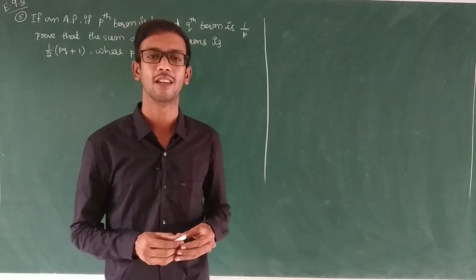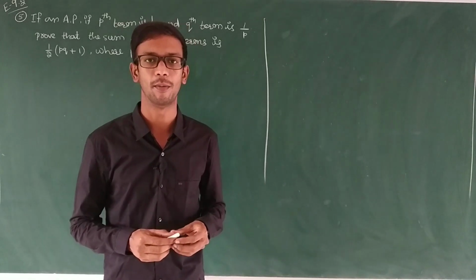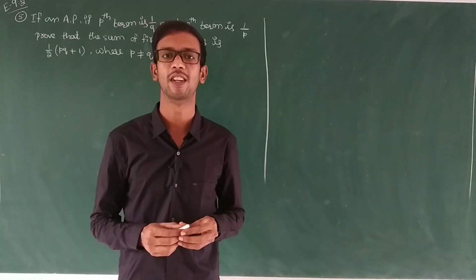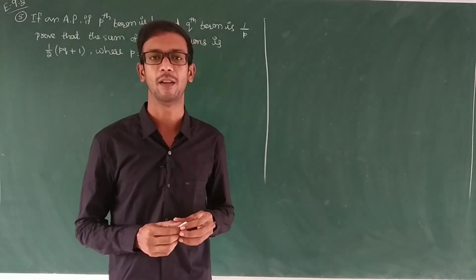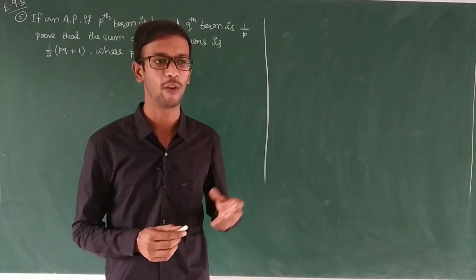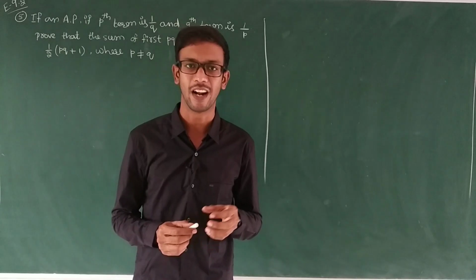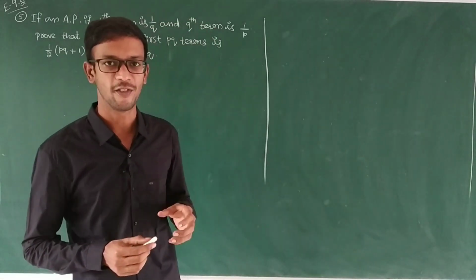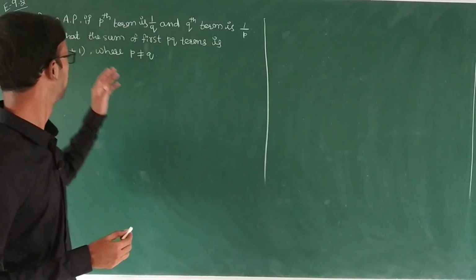In the previous class, we discussed some exercise problems. Exercise 9.2, up to 4 problems, we discussed based upon arithmetic progression. So now, in this class, we will continue the problems in exercise 9.2. Today first we will start with the 5th problem.